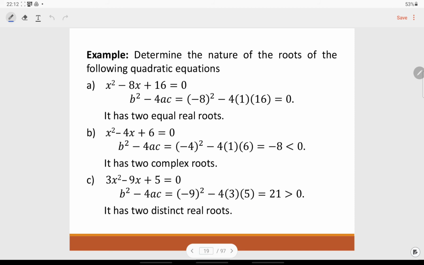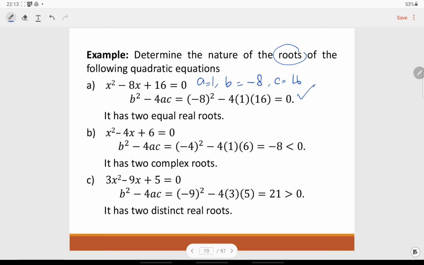Determine the nature of the roots of the following quadratic equation. So the roots mean we need to consider the value for the b square minus 4ac. Again, to answer this kind of question, you need to identify carefully the values for the constants a, b, and c. So from the given equation, we know that a is equal to 1, b is equal to negative 8, and c is equal to 16. So just insert these values into the b square minus 4ac. Then we come out with the value, the value is equal to 0.